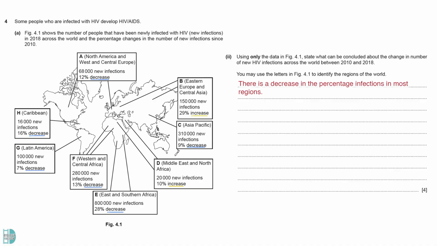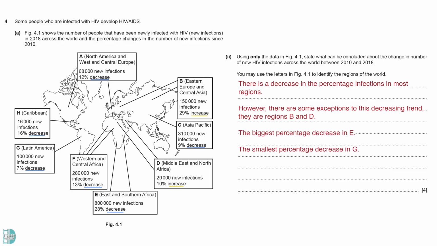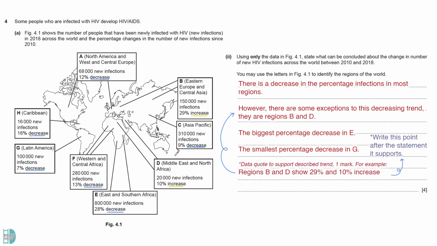Only 2 regions show an increase. We can conclude that there is a decrease in the percentage of infections in most regions. The only exceptions to this decreasing trend are regions B and D. Stating the greatest and smallest decreases can give you 2 marks. You can quote the data to support any point you have mentioned. For example, you can quote the percentage decrease for regions B and D to support the second point.